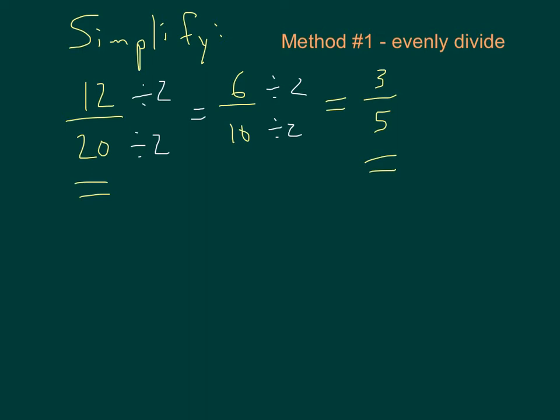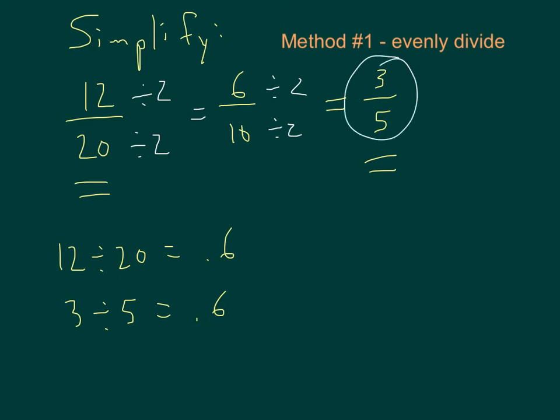If you want to check an answer, at first when you're feeling unsure, divide 12 divided by 20, then take 3 and divide it by 5, and see if you get the same answer. Go ahead, try it out. Press pause. Did you get 0.6 both times? Hopefully. So our final answer for the process of simplifying 12/20 is 3/5.